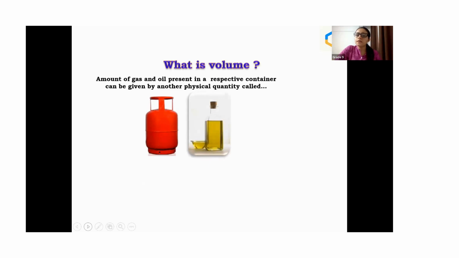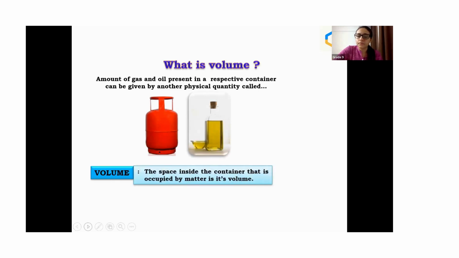So the amount of gas and oil present in respective containers. Mind this, okay? The measurement of a gas and oil which is present in certain containers can be given by another physical quantity which is known as volume. You can write about volume as well. The space inside the container that is occupied by matter is its volume. Majorly, we use this term for the liquids and for the gases when they are being filled inside the containers.